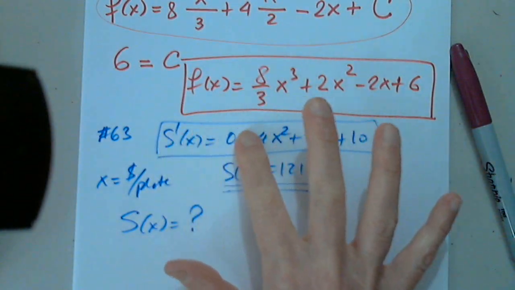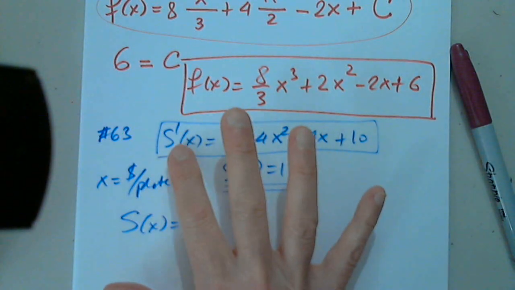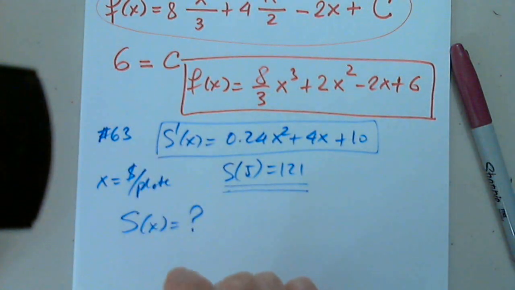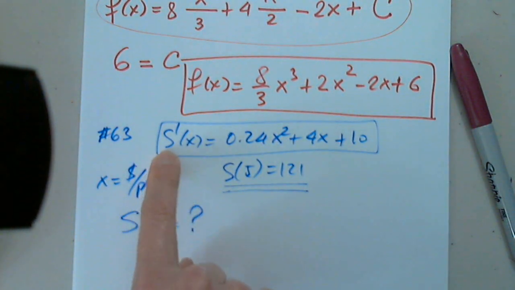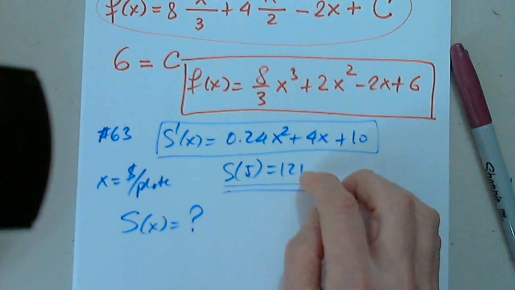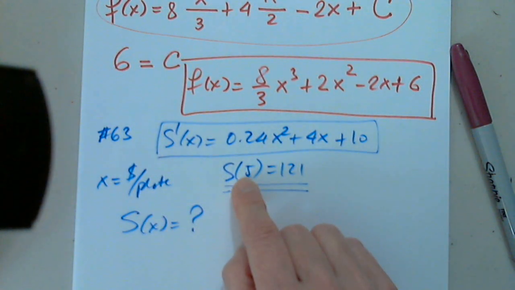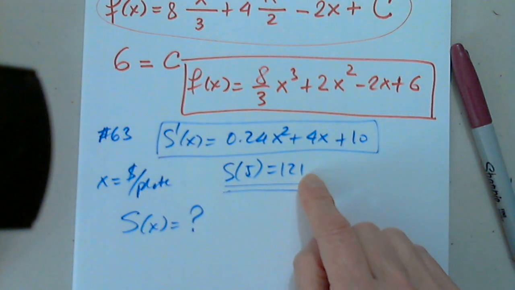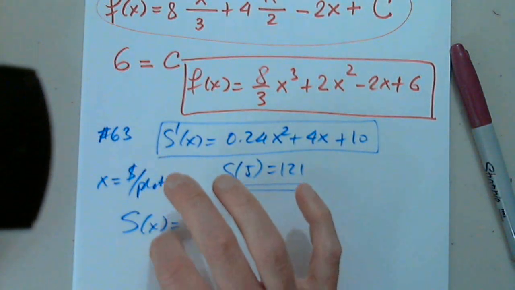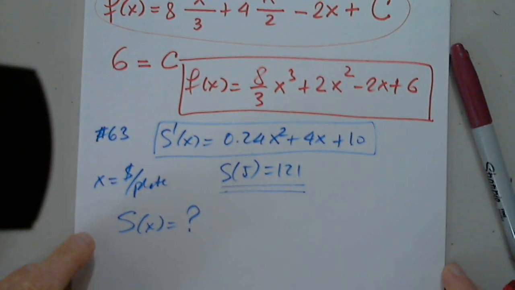So again, this is the marginal supply, meaning the derivative of the supply function. We are told that this is measured in units and x is the price per unit. They are giving us that S of 5 equals 121. When the price is 5, the supply is 121 units. They're asking us to find the function. Good. So let's start.